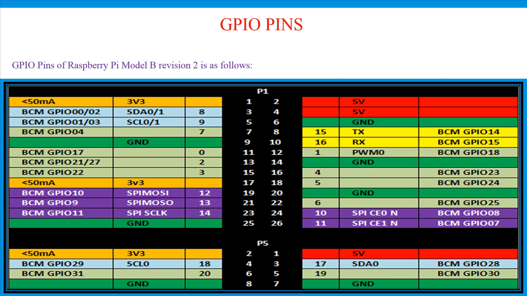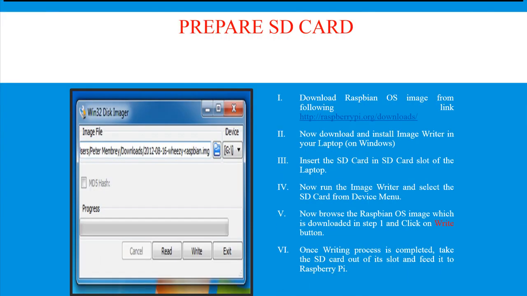On port P1, 17 pins of 26 pins are general purpose input-output and other pins are power and ground pins. On port P5, 4 pins of 8 pins are general purpose input-output and other pins are ground and power pins. GPIO pin can be programmed to interact with real world.